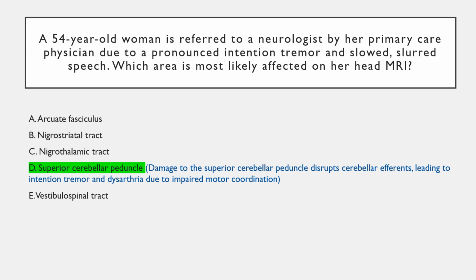The correct answer is D. Superior cerebellar peduncle. The superior cerebellar peduncle contains all of the cerebellar efferents which project to motor nuclei in the brainstem and thalamus. The cerebellum coordinates voluntary movement. Therefore, damage to the cerebellar peduncle may cause an intention tremor, as seen in this patient. It would also explain the patient's dysarthria and the speech difficulties.